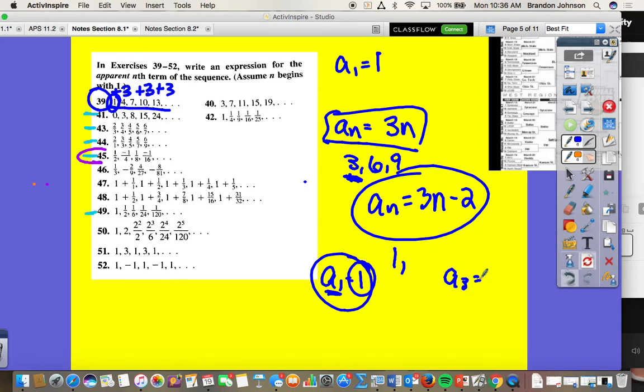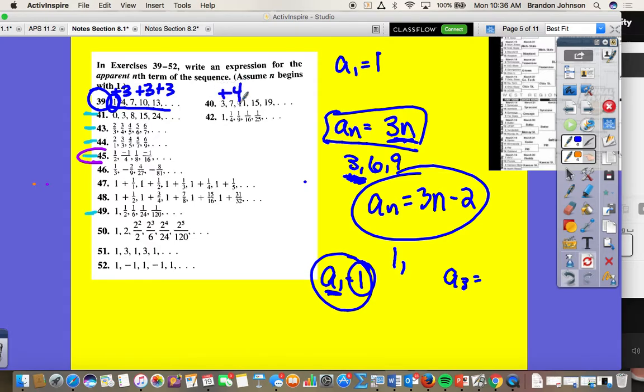Okay? I know it is a little confusing. This 3 is attached to that. Right here, I notice that I'm adding by 3 each time. When I do that, one of the strategies is taking 3 and just saying 3n. Okay? Absolutely. So look at number 40. What's happening on 40? Plus 4.